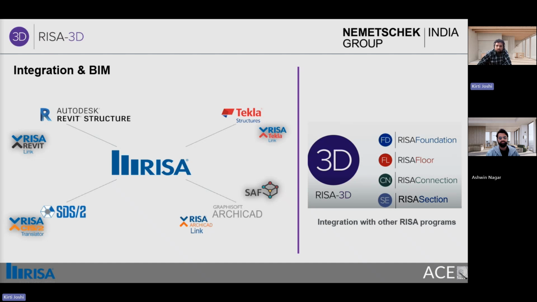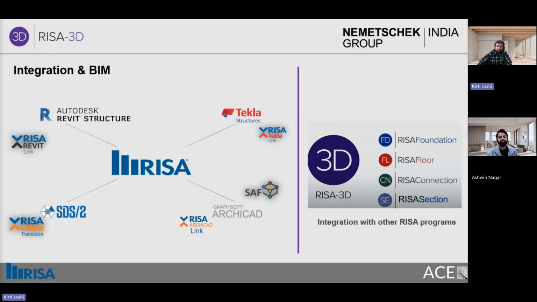As you can see on the screen, anyone can easily transfer the geometry, members, and design parameters to Tekla Structures that can be used by the detailers and the fabricators. And you can also link the architectural models, like if you create them in Graphisoft ArchiCAD, with the structural engineer's model in RISA using the RISA ArchiCAD link.